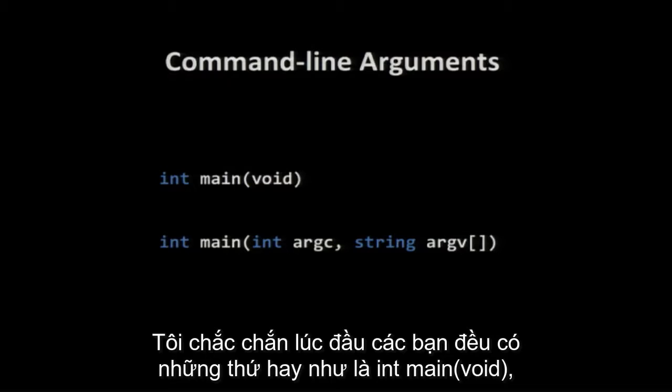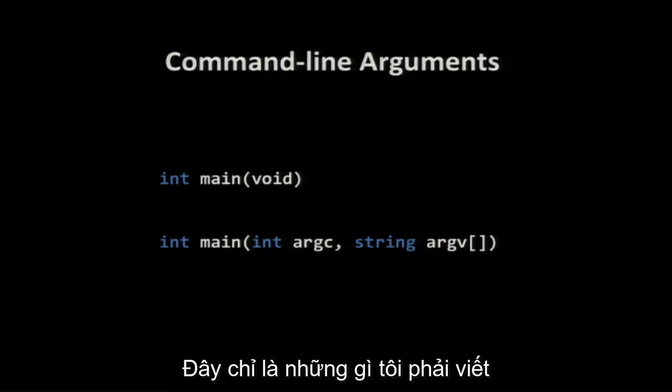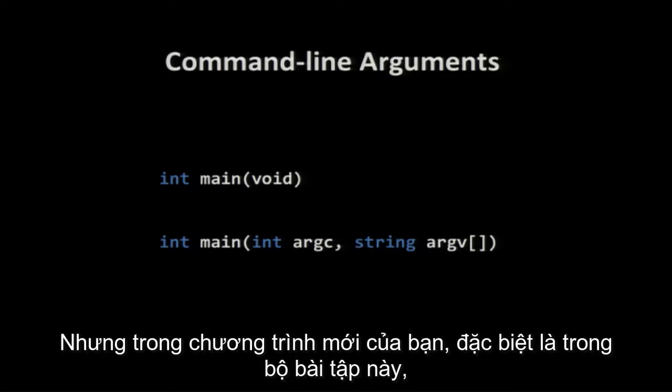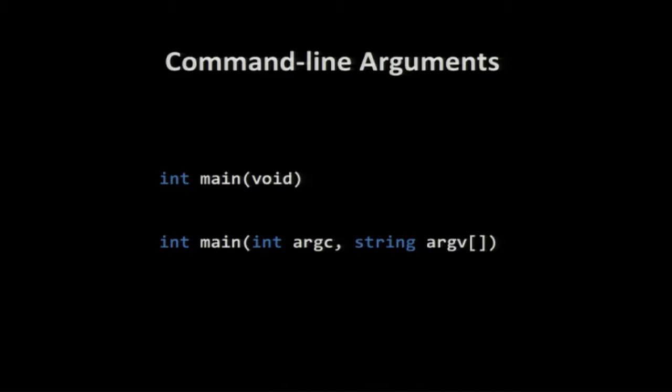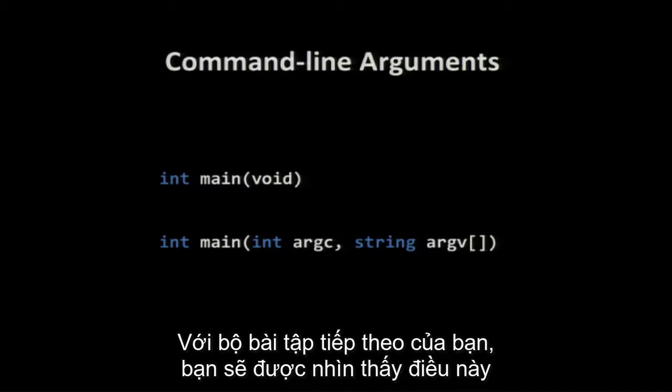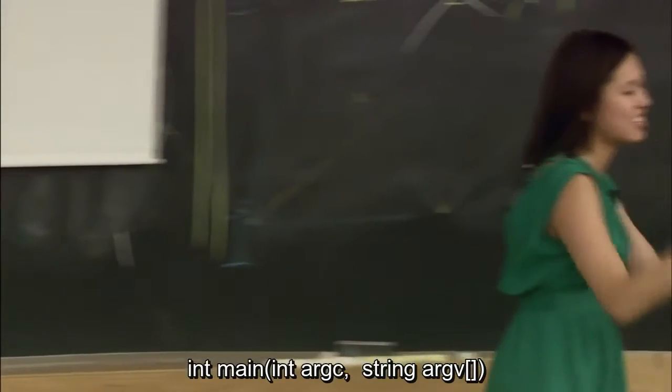I'm sure in the beginning you all had those great int main voids. And you're like, okay, cool. I don't really care. This is just what I have to write. But in your new programs, especially in this PSET, and why is there chalk on the ground? With your next PSET, you're going to be seeing this. Int main, int argc, string argv, brackets.